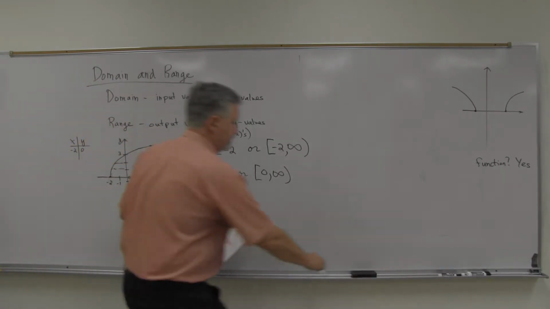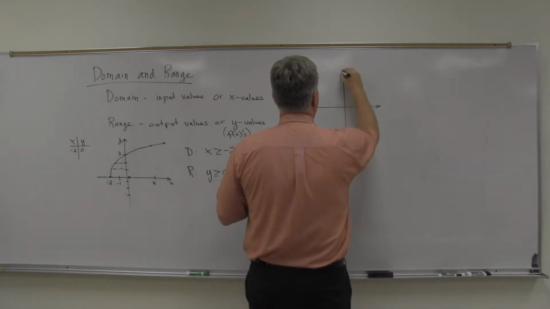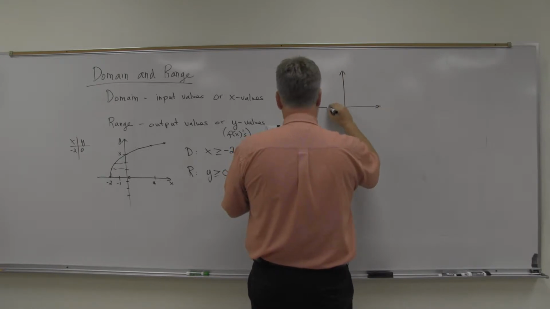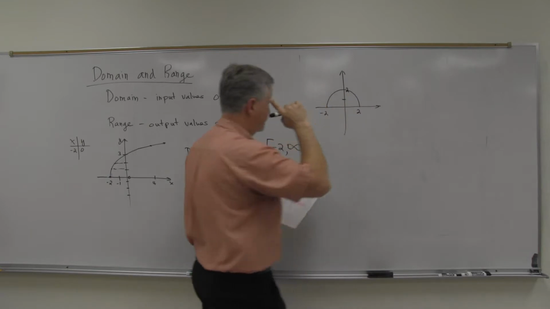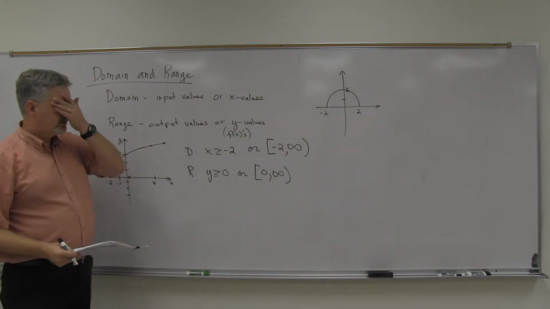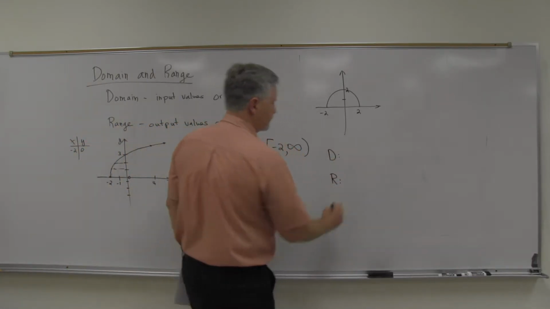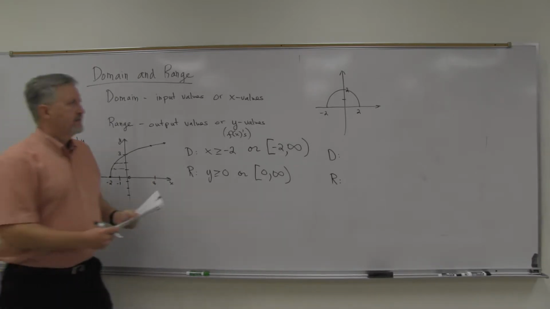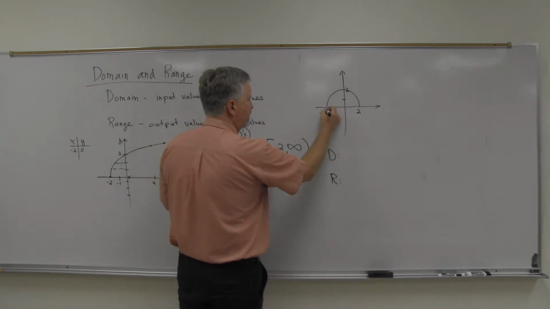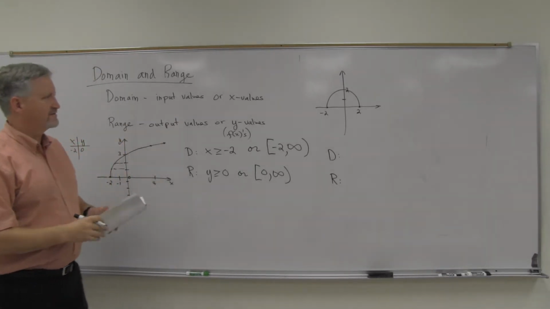All right, so here's number 2. And it's half a circle. There's 2 up here too. 2 to -2, and then up to 2 there. All right, so again, domain and range. Since they don't go off the axis there, that's where those start and stop.